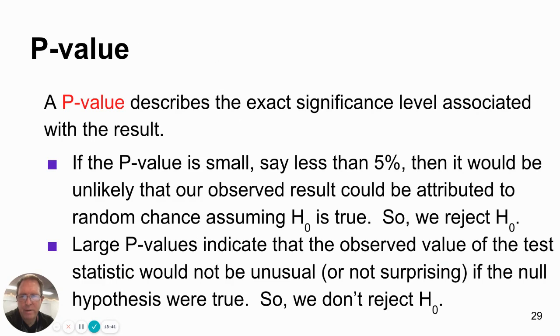P-values. A p-value describes the exact significance level associated with the result. If the p-value is small, say less than 5%, then it would be unlikely that our observed result could be attributed to random chance, assuming the null is true. So we would reject the null. Large p-values indicate that the observed value of the test statistic would not be unusual or not surprising if the null hypothesis were true. So we don't reject it.